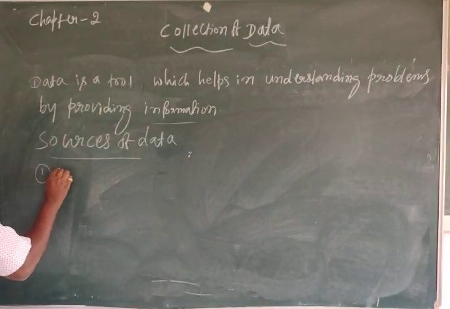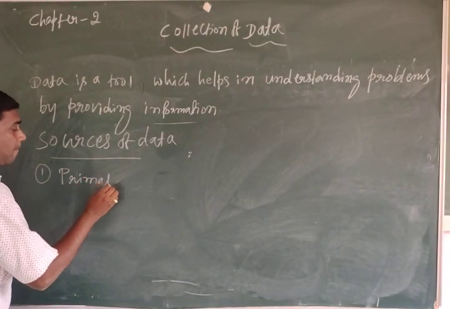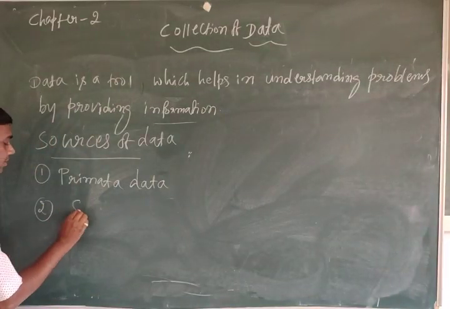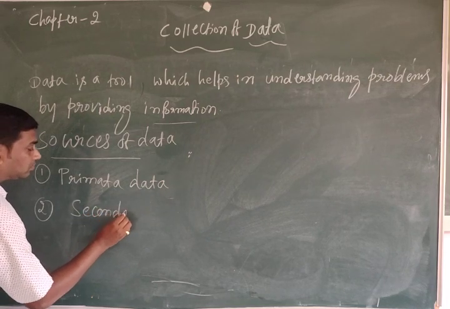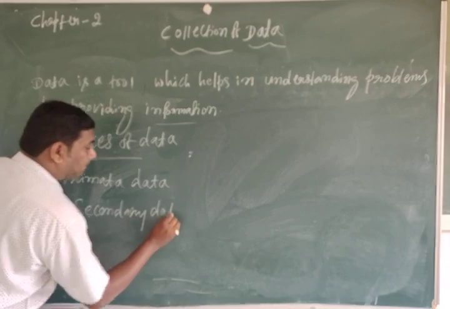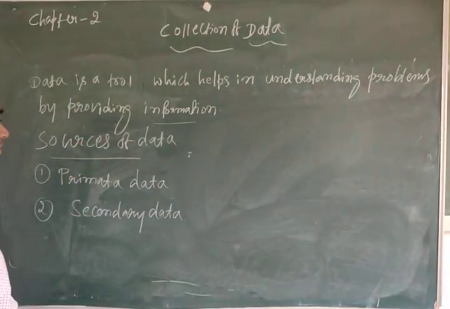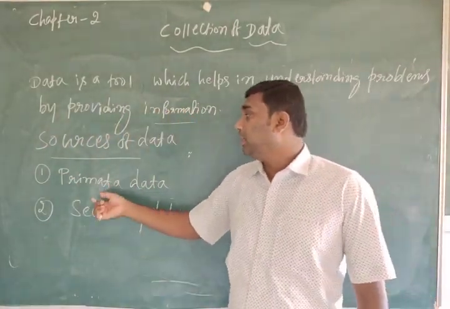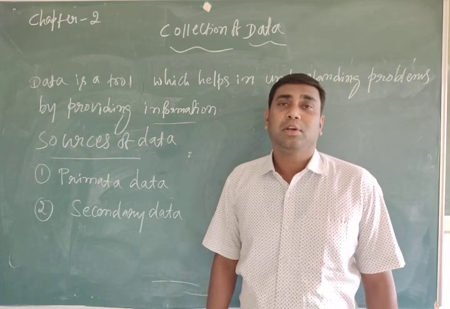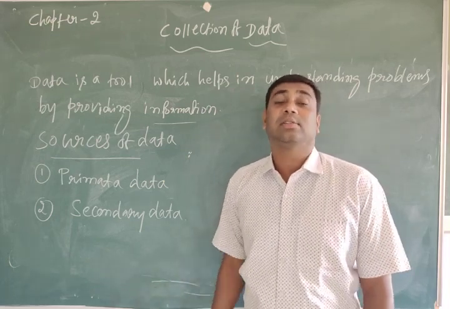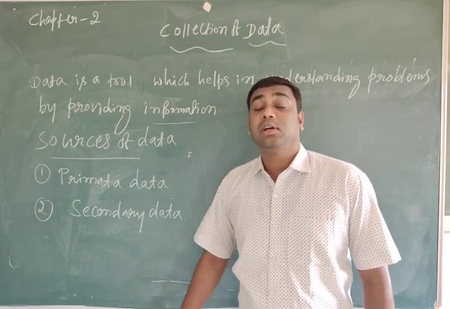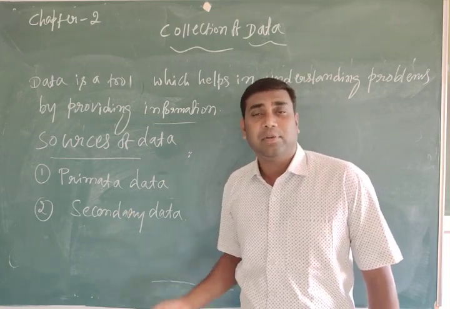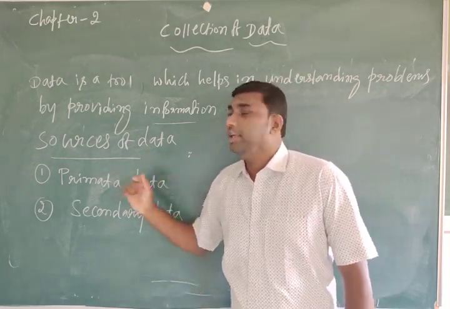One is primary data. The second one is secondary data. One is primary data, another one is secondary data. With the help of these sources only we can identify the problems, estimate the problems, solve the problems, and estimate what the problems are and what the remedies are.